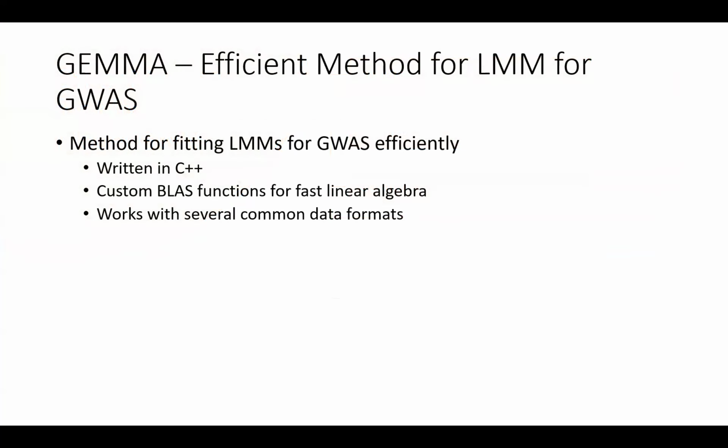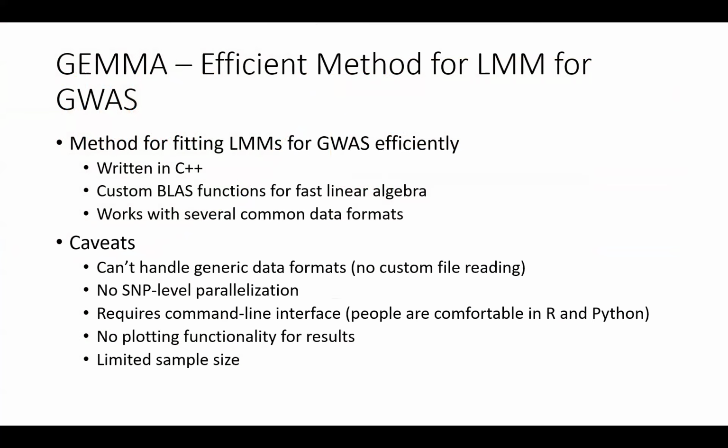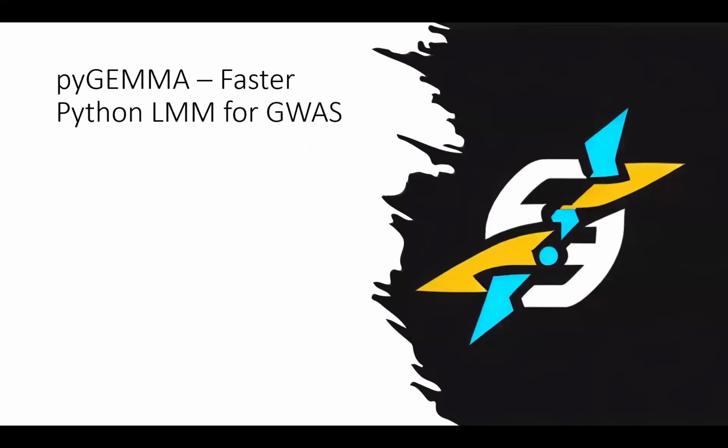So GEMMA is an efficient method for fitting linear mixed models for GWAS. It was written in C++, uses custom BLAS functions for fast linear algebra, and works with a number of common data formats. However, it can't handle generic data formats, so there's no custom file reading that you can introduce. There's no SNP level parallelization, and it requires a command line interface, which can be challenging for people who are comfortable in Python or R. There's no plotting functionality built in, and it's also limited by the sample size it can run. It starts to struggle past 20,000 SNPs or 20,000 individuals.